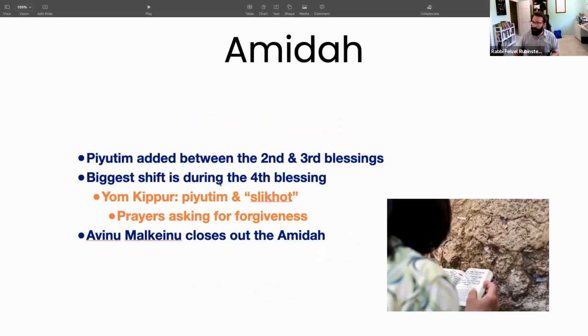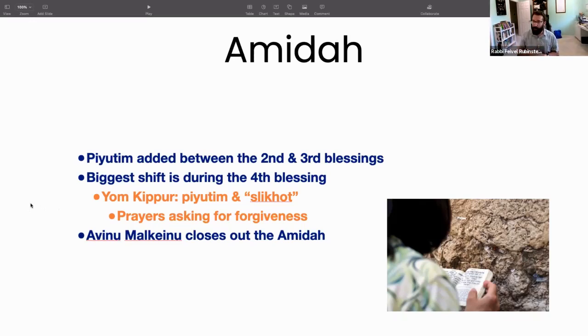Otherwise, our big shift is really going to be in the 4th blessing. Now, on Yom Kippur, on Rosh Hashanah, this is where we're probably going to have our Malchuyot, Zichronot, Shofarot in the Musaf, not in the initial Amidah, but in the Musaf. On Yom Kippur, we will add in piyutim as well as a slichot section. Slichot are prayers that are asking God for forgiveness. This is our Ashamnu, Al-Chet, all of the moments where we're beating our chest.